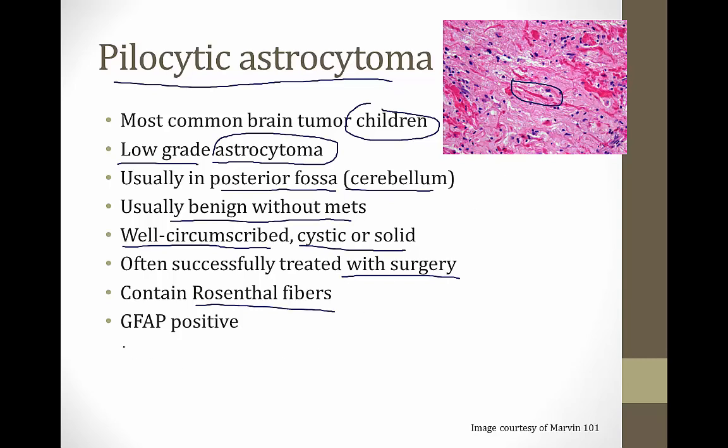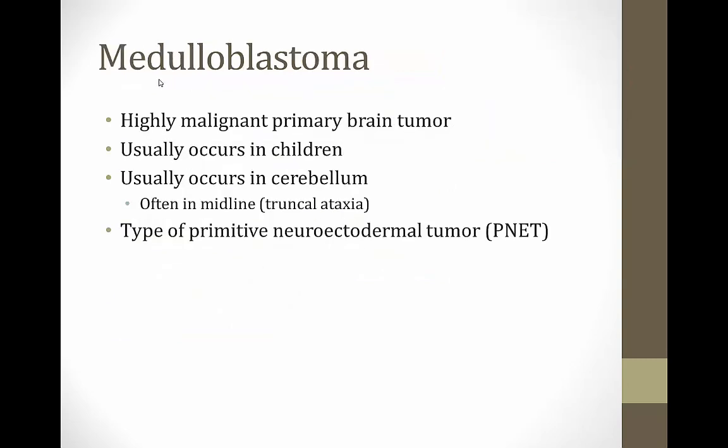These tumors also stain positive with GFAP. GFAP is glial fibrillary acidic protein. It's expressed among astrocytes, so it should make sense to you that this would be present in children who have a pilocytic astrocytoma. Medulloblastomas are rare, but they are a highly malignant primary brain tumor, and it usually occurs in children, usually in the cerebellum, so these children will also present with ataxia.